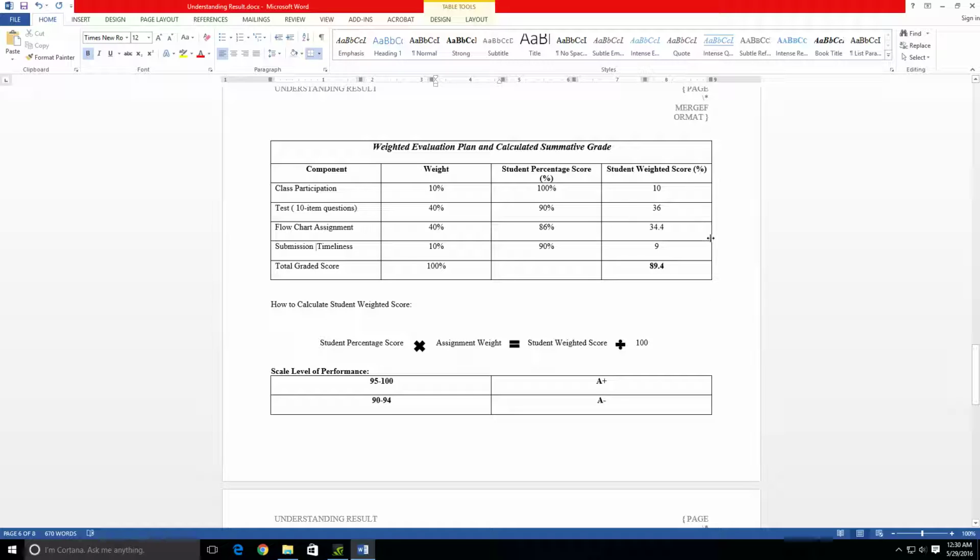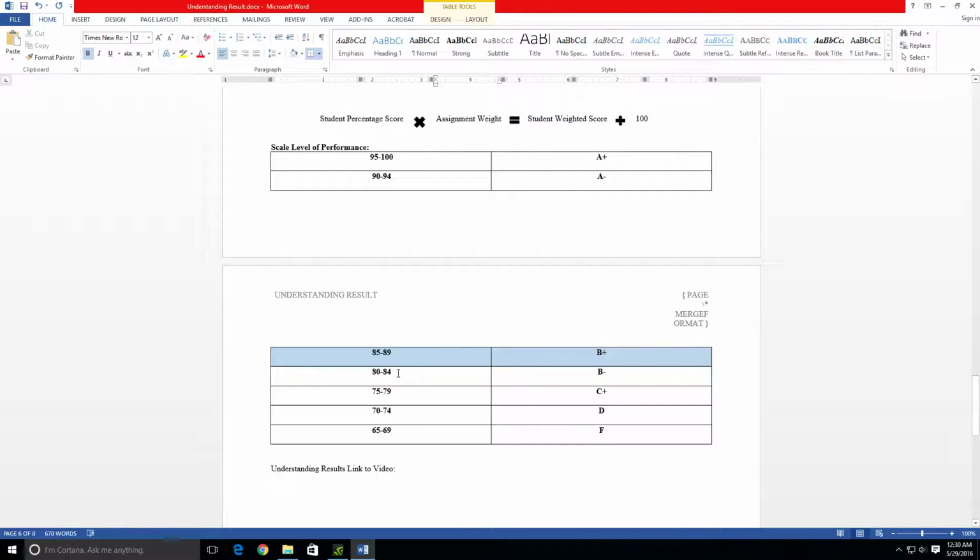When you sum up, it will give you an overall grade in percentage. To calculate the student's weighted score, I have to multiply the student's percentage score and the assignment weight, then divide by 100, which gives you a percentage score or student weighted score. In this particular assignment, my student got 89.4%, which corresponds to a B plus grade.